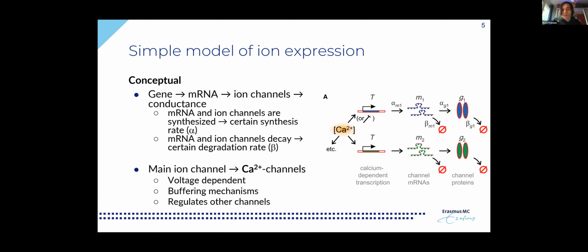The main ion channel which we'll be focusing on will be a calcium 2+ channel, because this calcium 2+ channel is voltage dependent, so it's a good representation of electrical activity. It has buffering mechanisms which flatten out nice averages across space and time, and it is also known to regulate many other channels in the long run.